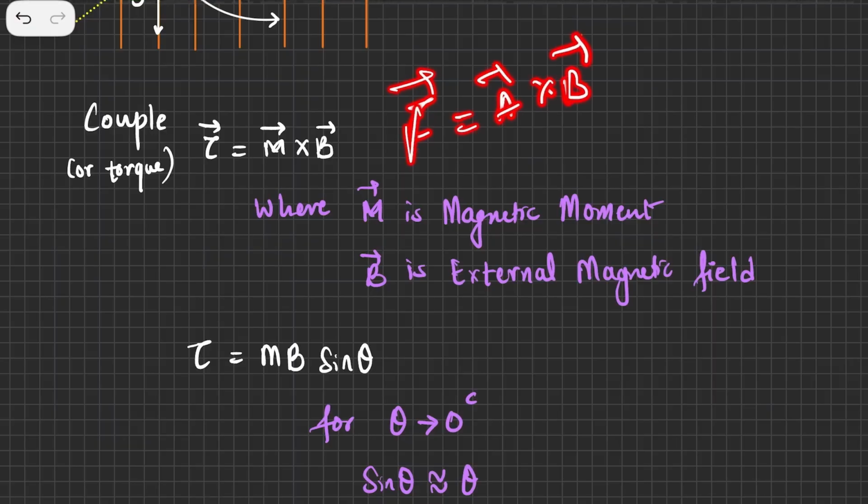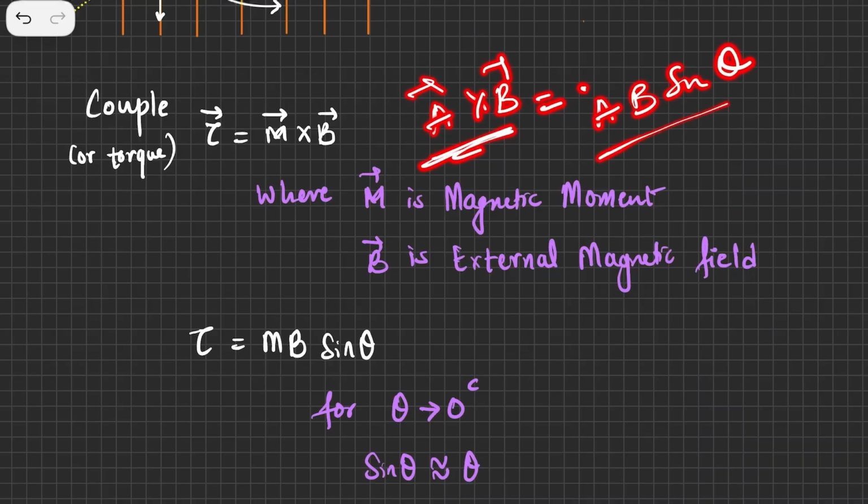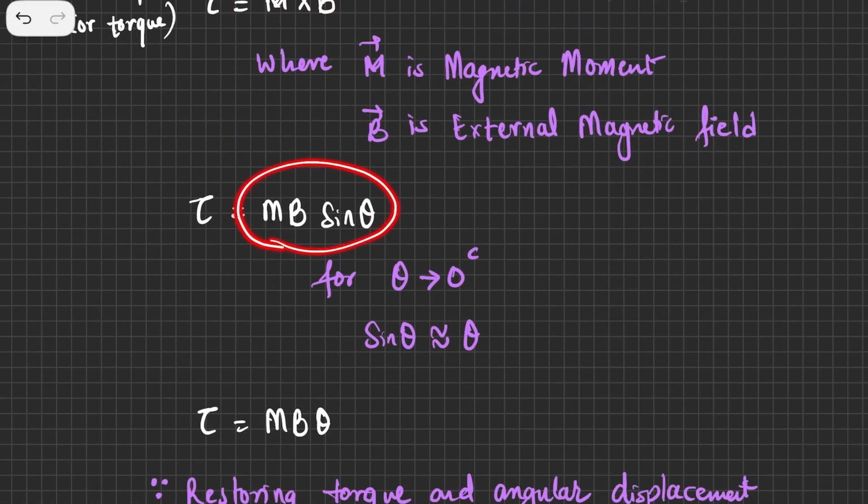So if there is a quantity like A cross B, and if you wish to solve it, the cross product formula is A B sine theta. So wherever A cross B is there, you can write A B sine theta. So if I have an M cross B, I can write it as M B sine theta.